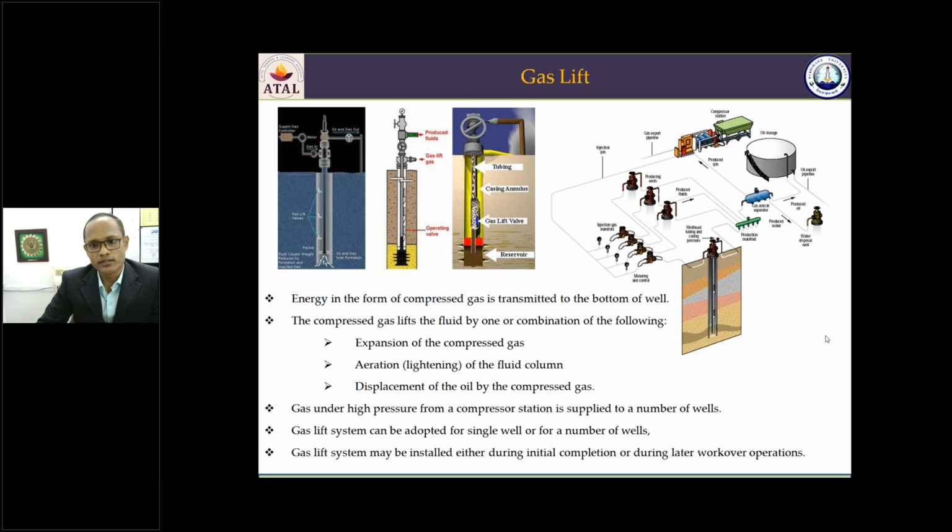The compressed gas, as it is injected, expands. When it expands, it pushes the oil to the surface. There is also another kind of mechanism, which is the lightening of the fluid column. When the gas is injected, it mixes with the crude oil in the tubing. It becomes lighter, and so the bottom hole pressure of the reservoir can push it up to the surface.